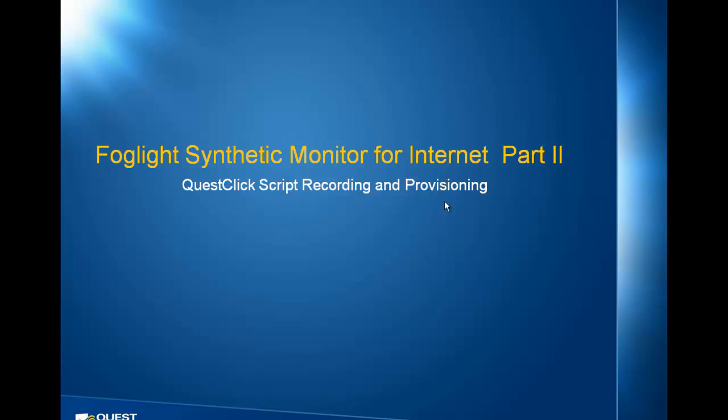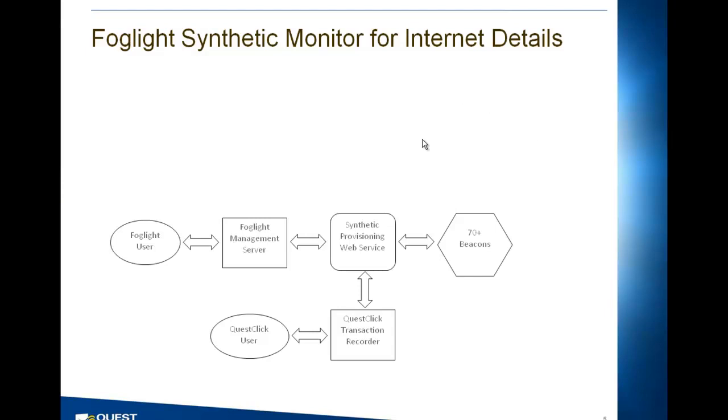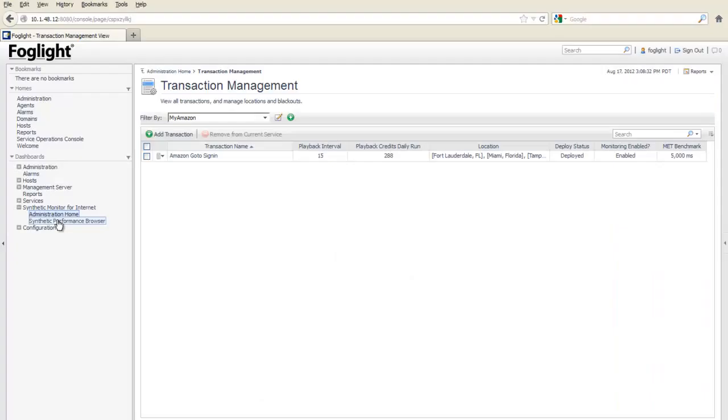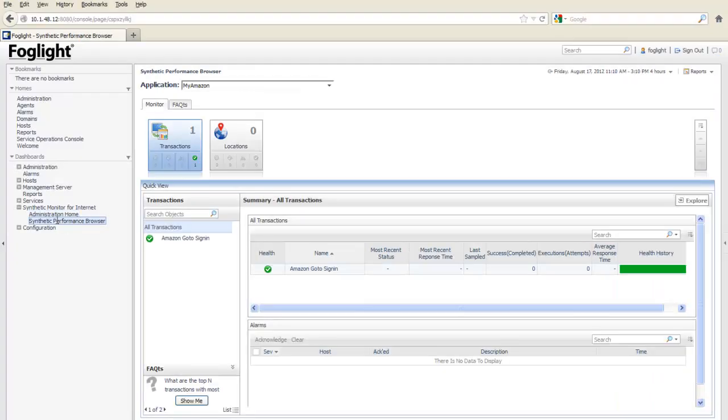So here, just to recap what we just did, is we came in as a QuestClick user. We used the QuestClick transaction recorder. We saved a script to the synthetic provisioning web service, and then we deployed that script to 3 of the 70 beacon sites. So now what we're going to do is we're going to come back as the Foglight user. We're going to go into the Foglight management server, and we're going to do further management or configuration of those scripts by adding it to a service. And we'll go ahead and we'll look at some of the results that were created from this deployment.